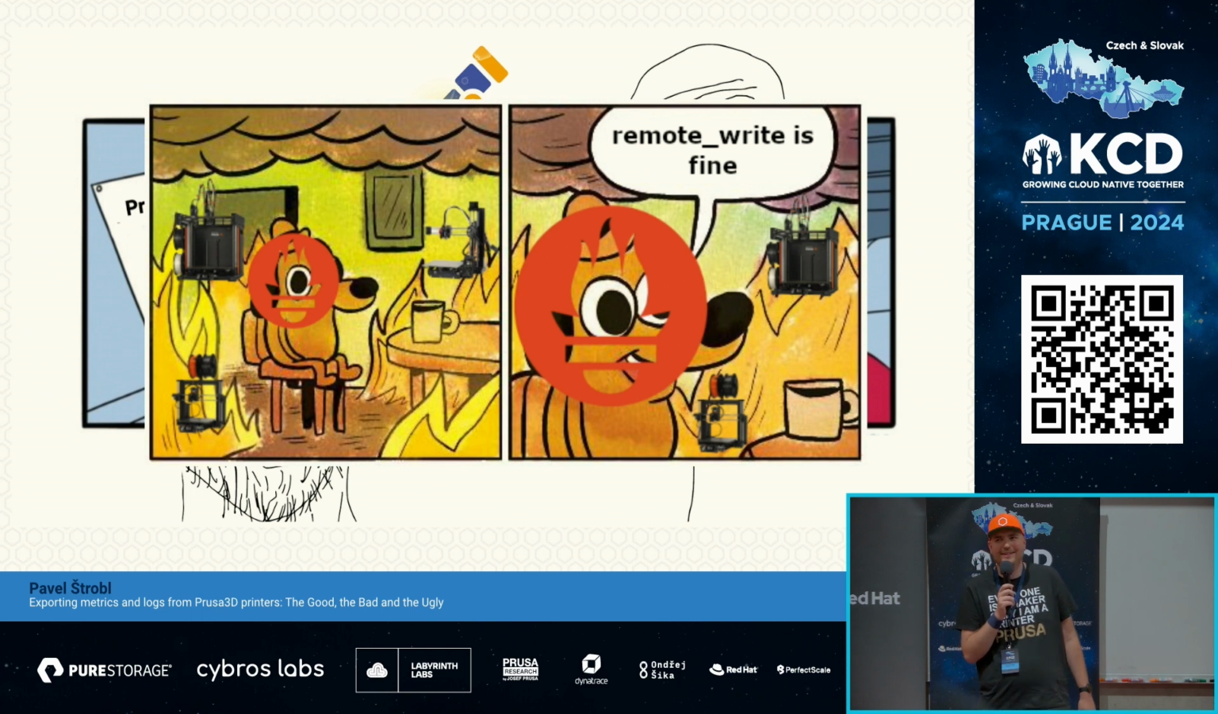Remote write is fine. I said that I tested Grafana Mimir. Mimir was fine, but I want to use Prometheus. I need to test it more, and it's a question if it's able to handle it.